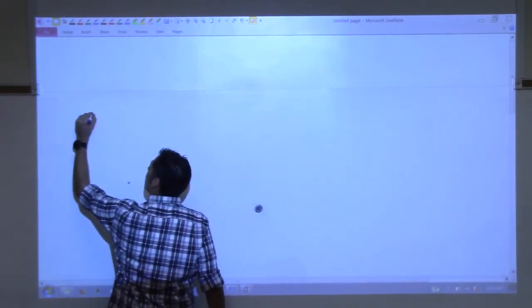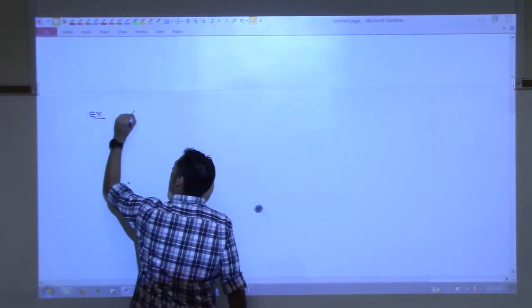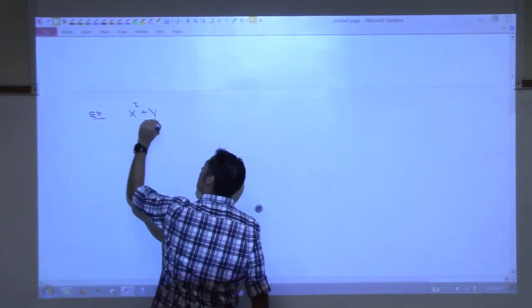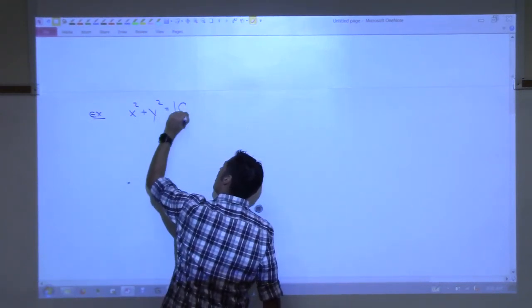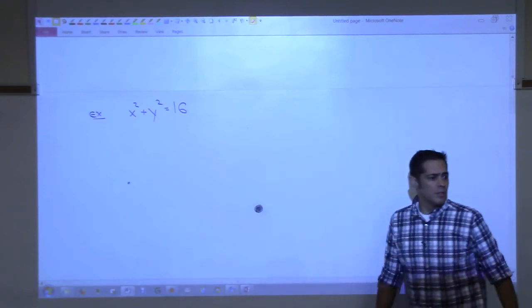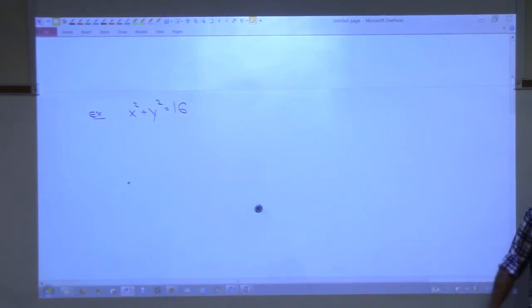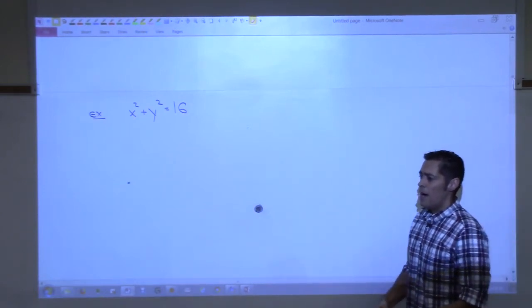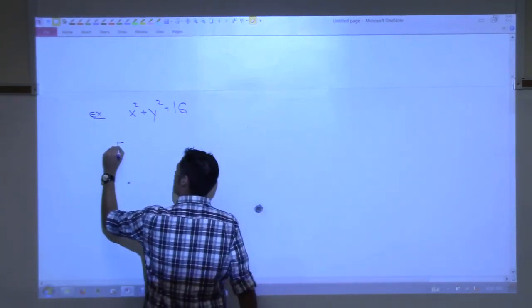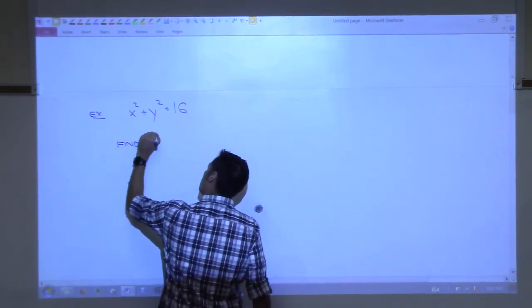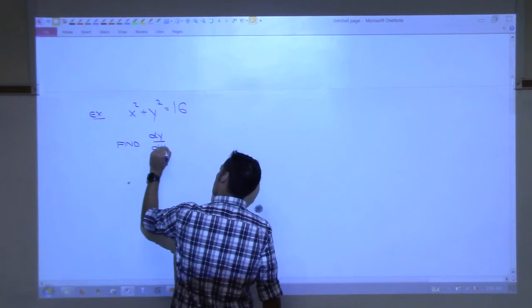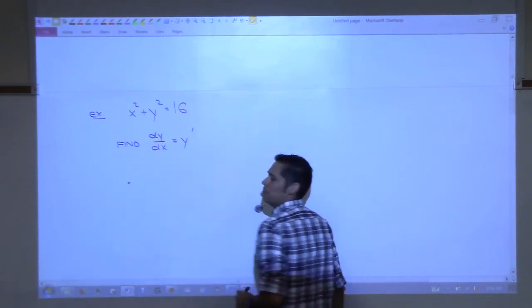All right, so first example. Let's go ahead and knock out that circle, because the circle is the easiest one to look at and kind of visualize. All right, so there's an equation, right? That draws a circle, radius 4. I would like for us to find dy dx, which really means y prime, doesn't it?